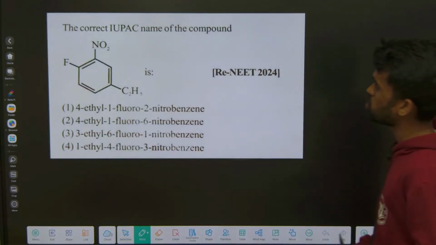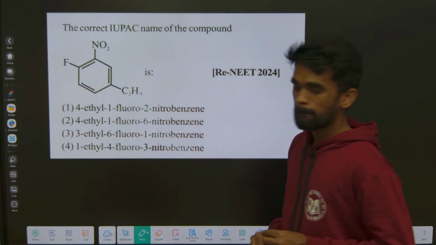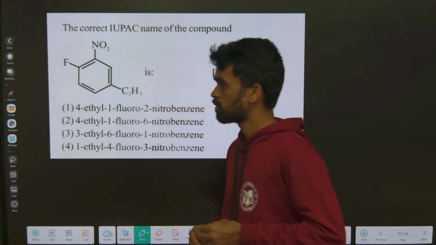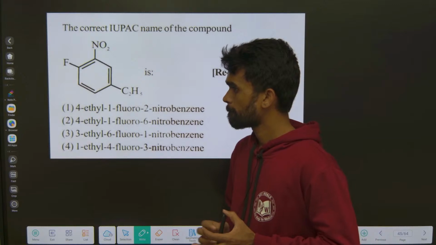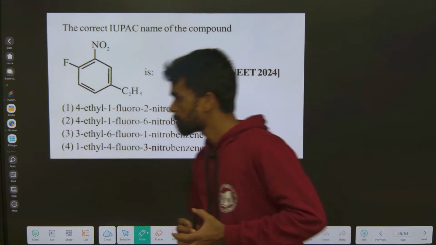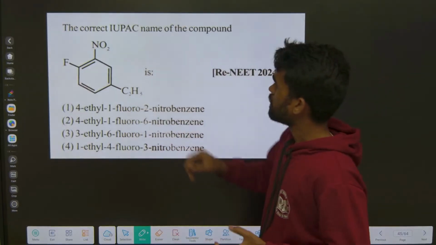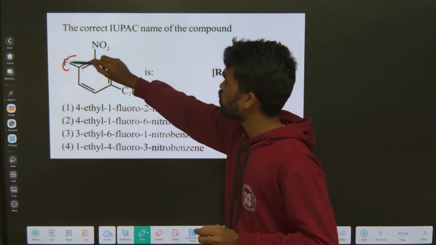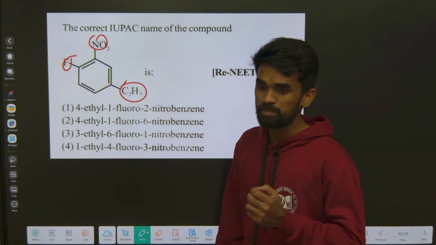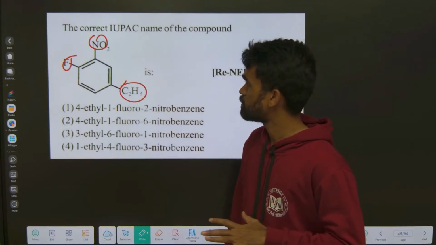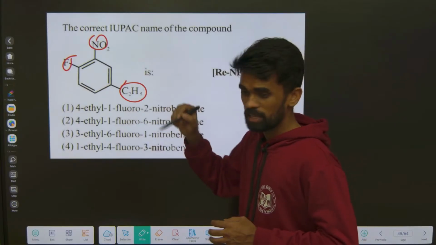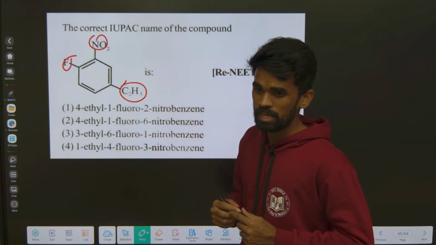Next, answer this question. IUPAC name of the compound. NO2 is first prioritized. Nitrobenzene. 3 ethyl, 6 fluoro, 1 nitrobenzene. See, fluoro, nitro, ethyl, all these are substituents only. They should be given as prefixes only. There is no suffix. You follow alphabetical order while writing the name. But while giving the numbering, follow the lowest locant rule.